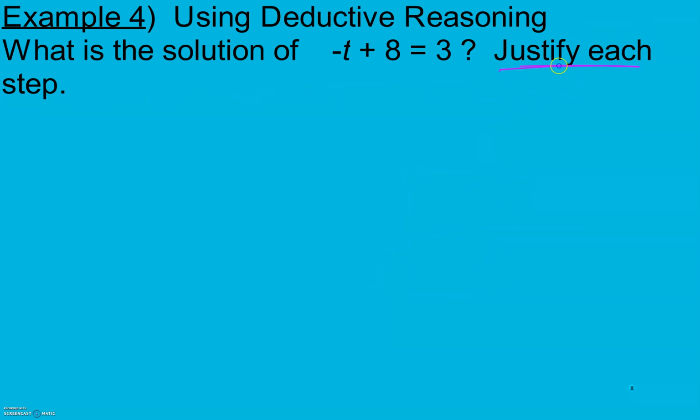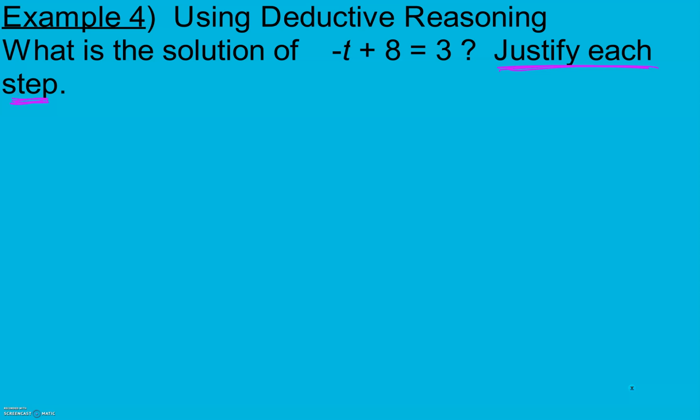In example 4, they want us to justify each step. And this is something you should be doing every time as far as mathematically showing it. And I'm okay if you just do it mathematically. I think the book wants us to say, using the subtraction property of equality, we can subtract 8 from both sides. I'm okay if you just show me that you know that you can subtract 8 from both sides.